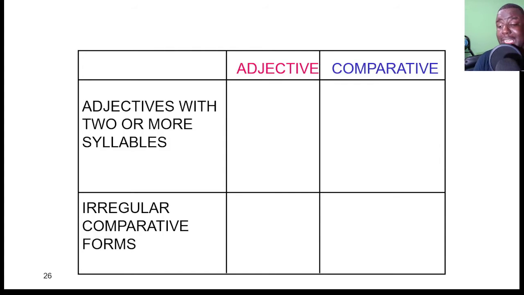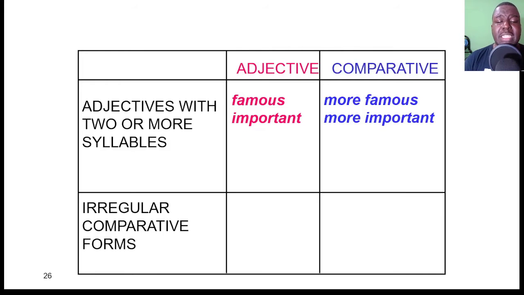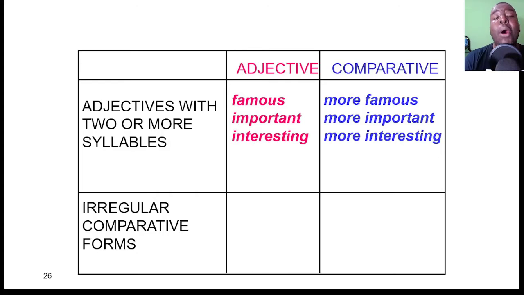Adjectives with two or more syllables. When the adjective has two or more syllables, we have famous, we put more famous. Another one, important, so we say more important. Interesting, we say more interesting. So we put the word more before the adjective to make the comparison.